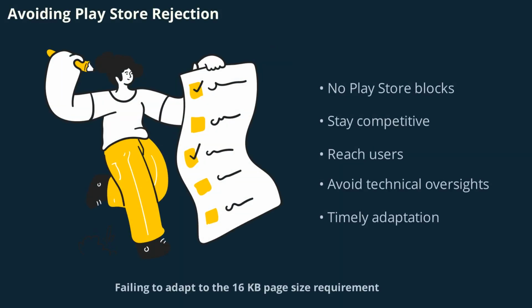Failing to adapt to the 16 KB page size requirement means your app updates could be blocked from the Play Store. Don't let a technical oversight keep your app from reaching users. Start the adaptation process now to ensure your app remains available and competitive.